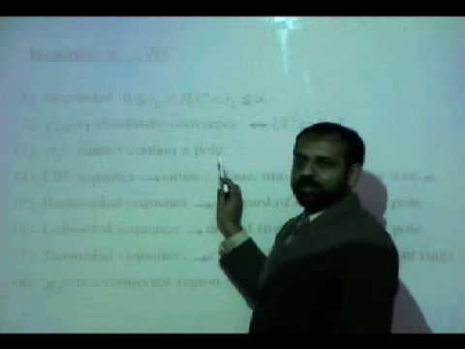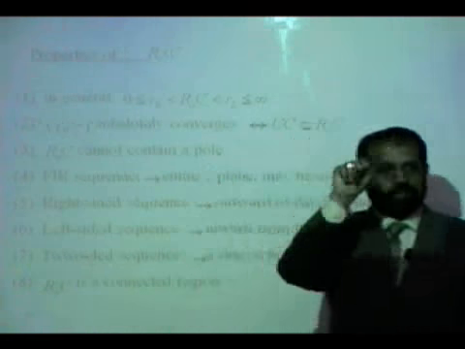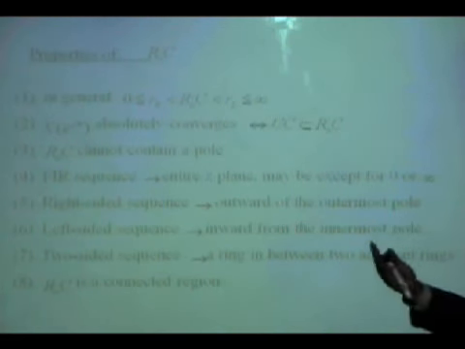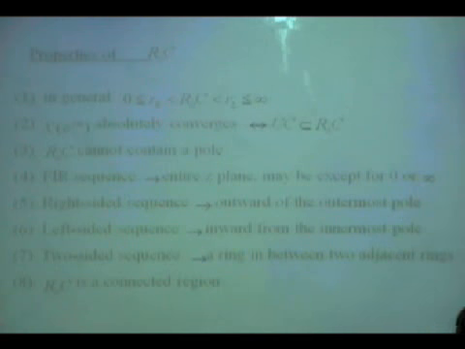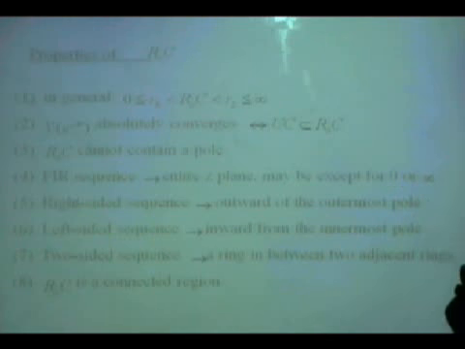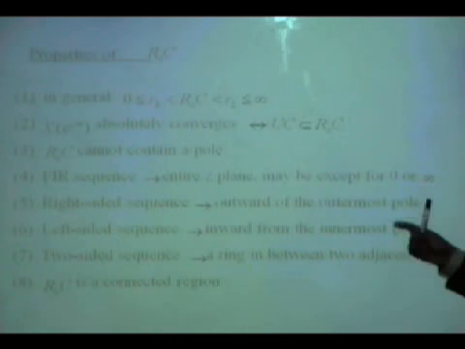Region of convergence cannot contain a pole. A pole cannot be placed in the region of convergence, because the region of convergence by definition is the region where it converges. A pole by definition is a place where it does not converge. For an FIR sequence, the entire z plane is expected in the region of convergence, except 0 or infinity. So there is no fun in finding the Z transform for a finite impulse response sequence. It does not convey anything. Okay, I'll find one.